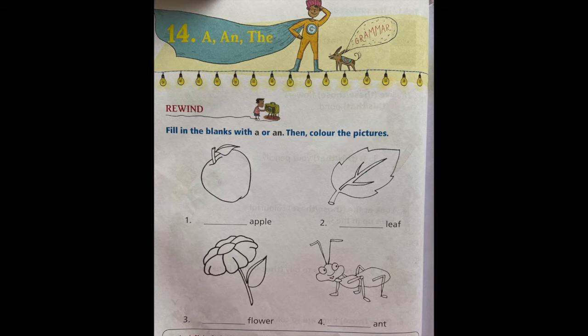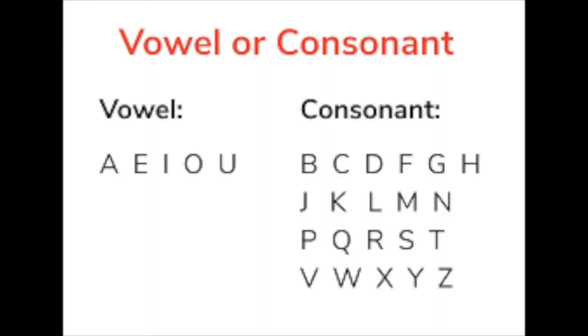Number 4, dash ant. An ant. A-N, an, ant. Okay. Now, what did we understand? We already learnt this in grade 1. When do we use a or an?